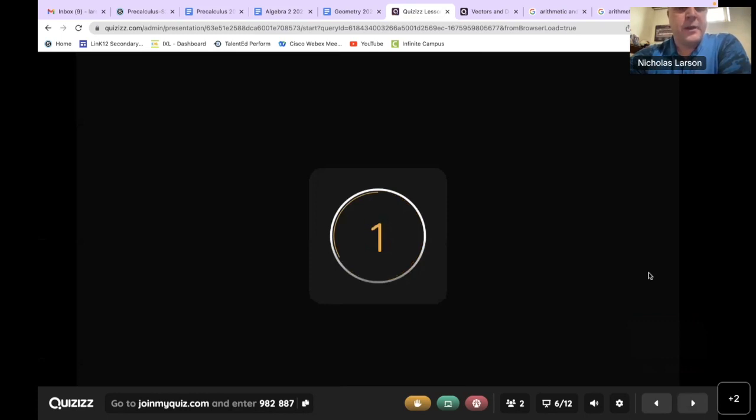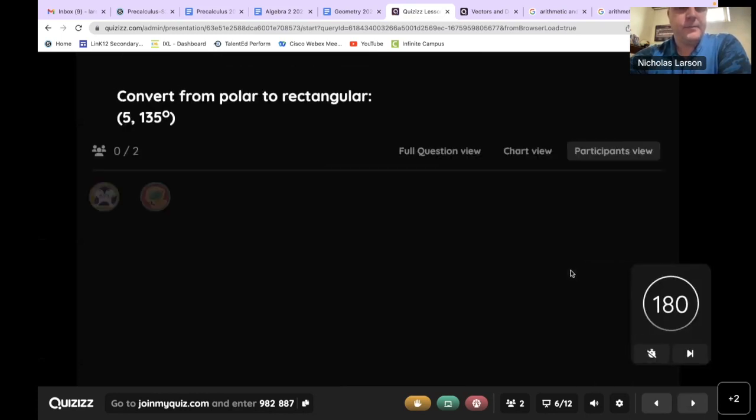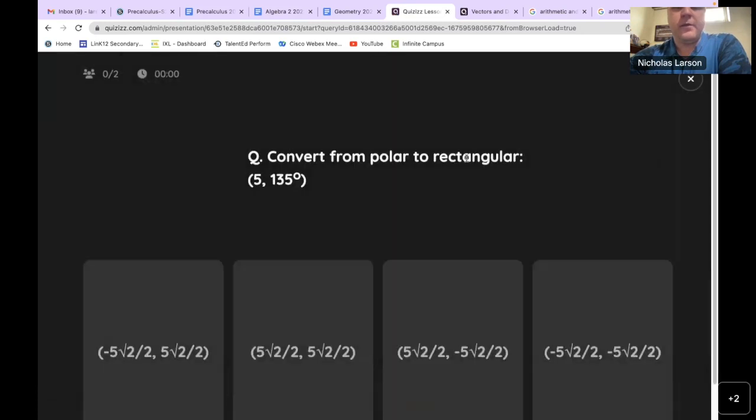All right, so try this one. Let's look at the full view question. Convert from polar to rectangular. So take 5, 135 degrees, and follow what we just watched in that video. Take r cosine of theta and r times sine of theta and plug that in.